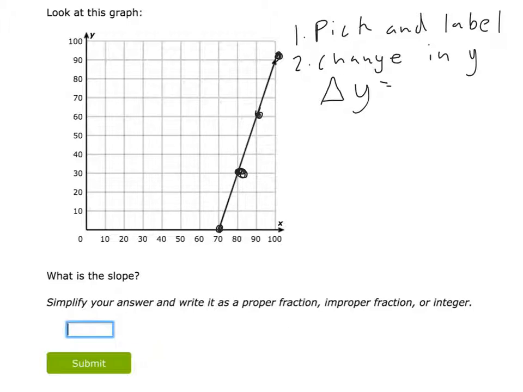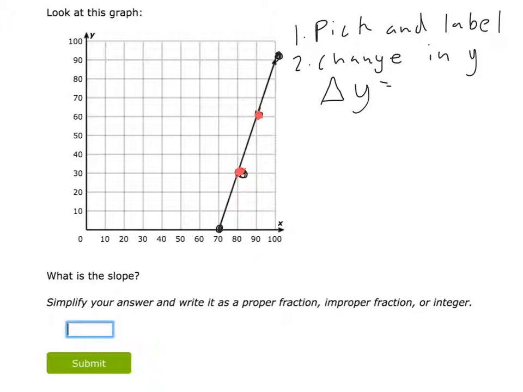So I'm going to pick, I don't know, I'll just do them in the middle. I'm going to pick from here, so from 80 and 30 to 90 and 60. So I'm going to go from red to red. Okay, and I always start at the lower one and work my way up. Alright, so here we go.